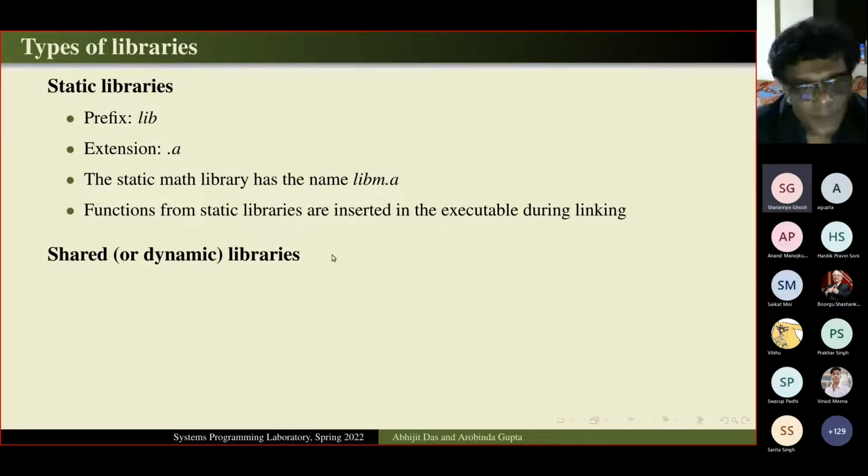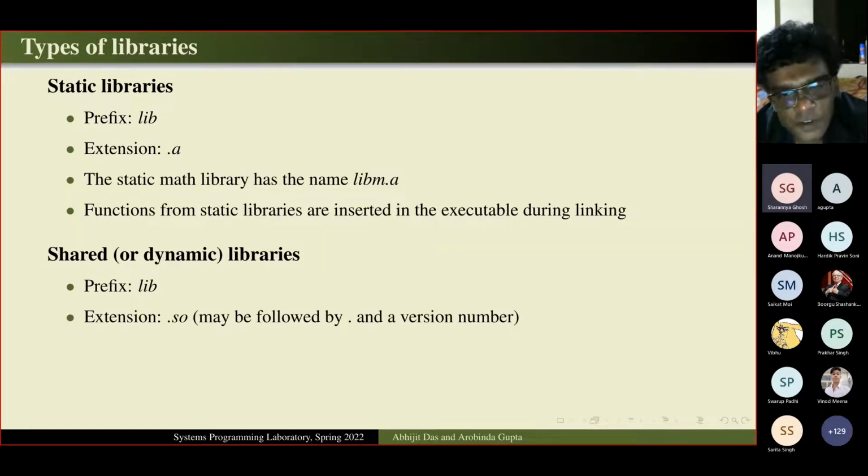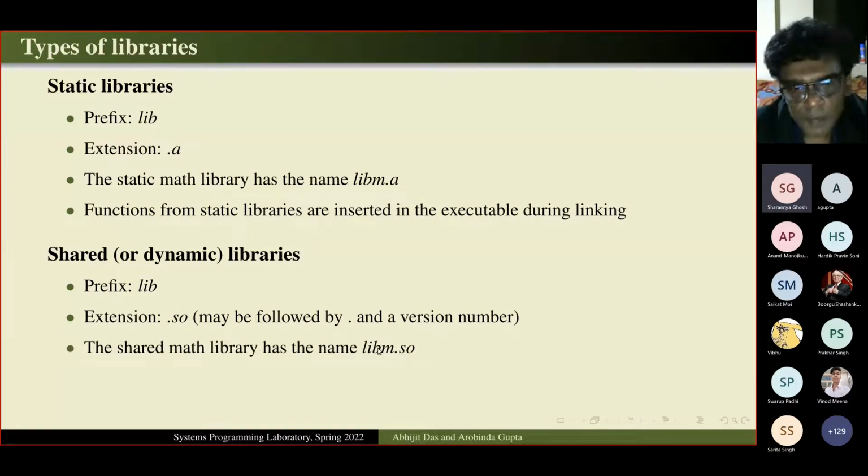Okay. Whereas if I talk about shared or dynamic libraries, they also have the same naming convention. Prefix is lib, only the extension is something called .so. SO stands for shared object, and it may be followed by a version number, like .so.1, .so.2.0.4, something like that. Okay. But for simplicity, for the moment, we will restrict our attention only to just lib.so kind of stuff. So the math library, if it is present in the dynamic form or shared form, it will have the name libm.so.